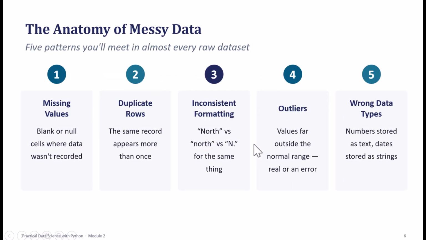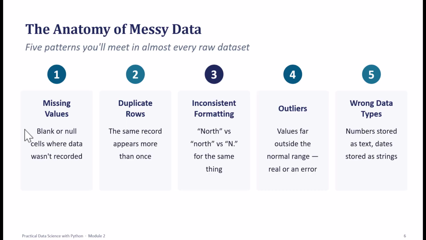Now, the anatomy of messy data: there are 5 patterns we're going to look at. Number one is missing values. Every data set you collect will fall into one of these categories, or probably a few, or even all of them. Data is most times missing something. There's no clean data anywhere. Every data set needs to be worked upon. Blank or null cells, where data wasn't recorded, are still missing values, and we call them NAs or null values.